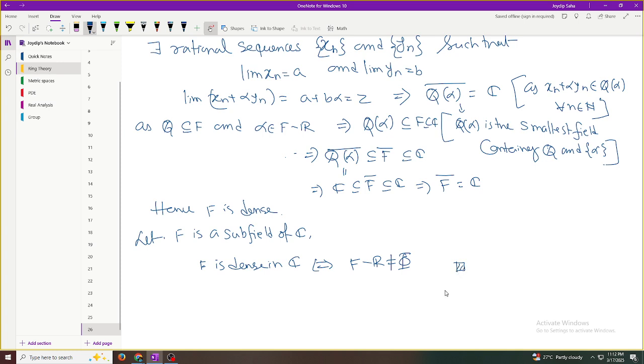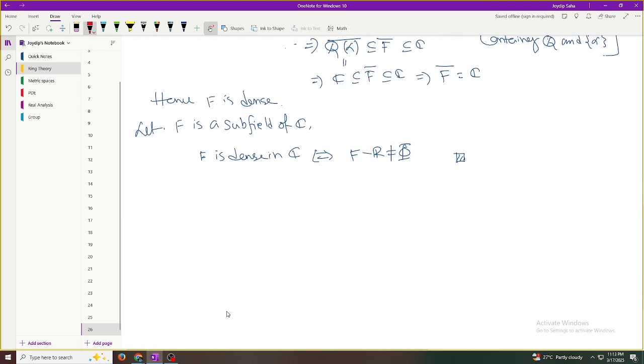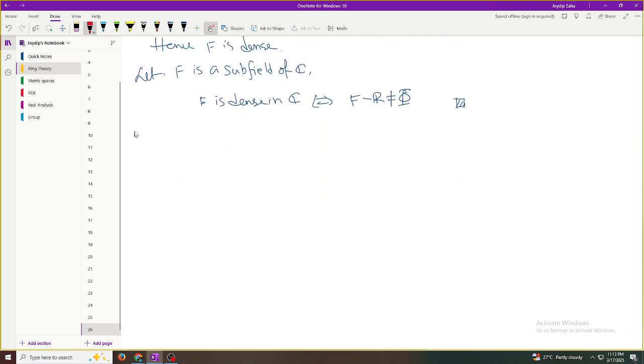Another, again a discrete problem. Let, definition: let S1 and S2 be R-algebras.